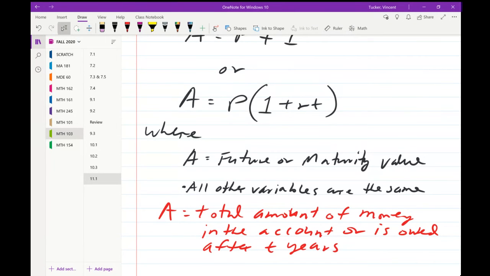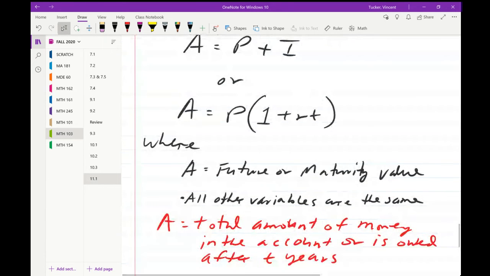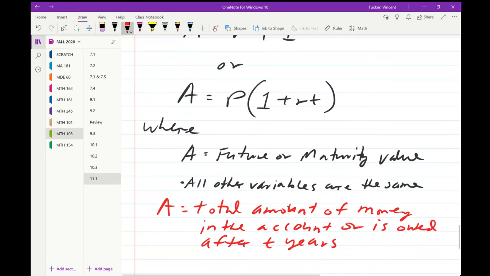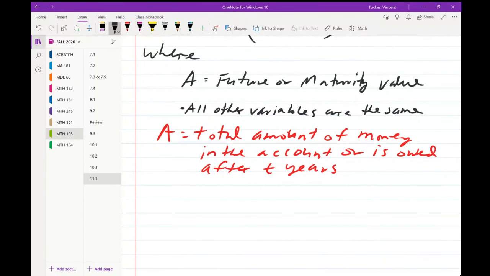So that's why you add whatever it is you put into the account plus the interest earned. That's what the P plus I is. Or you add the initial amount that you loaned plus the interest. So the other way of doing it is P times 1 plus RT. Same thing. Both of those formulas are the same. It's just that if you already calculated I, then you can just add it to your principal. But if you haven't calculated I yet, then that's what the second formula will do for you. All right, so let's put it to work.